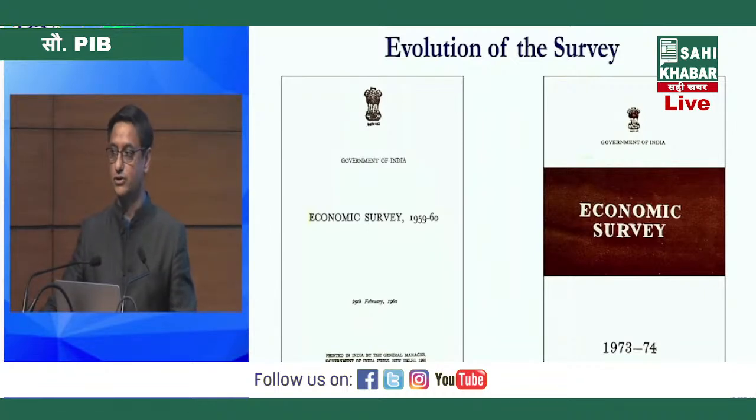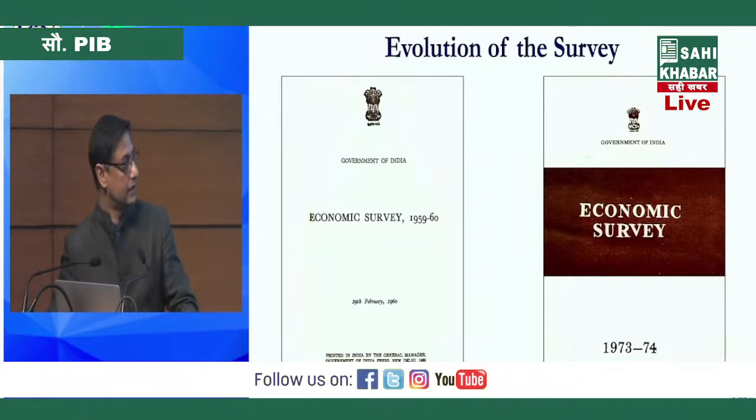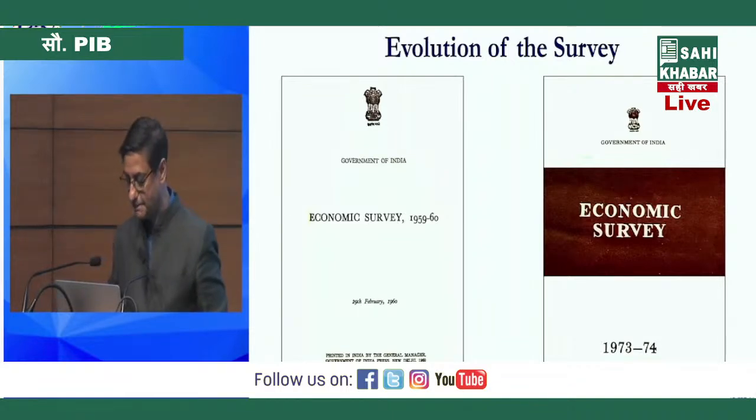Now, through the course of the 60s, the document became a lot more substantial. A lot more data, charts, tables, etc. began to be added to it. You also began to have a Hindi translation at that stage in the 60s. And by about the early 70s, this became a more substantial document, about 150 odd pages. So you have on the right an image from 1973.